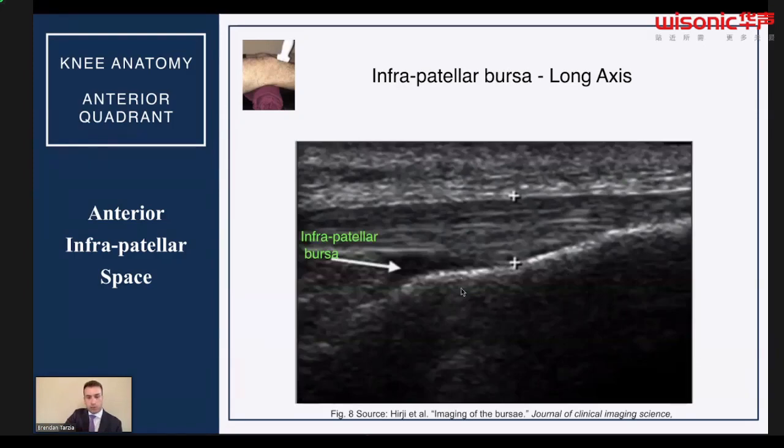This is just another view of that as well. You can see that triangular shape right there. You should see the patellar tendon, and then you should see that bursa, and you should see the proximal end of the tibia. So it should be right in between those. The patellar tendon and the tibia is where you're going to find that.